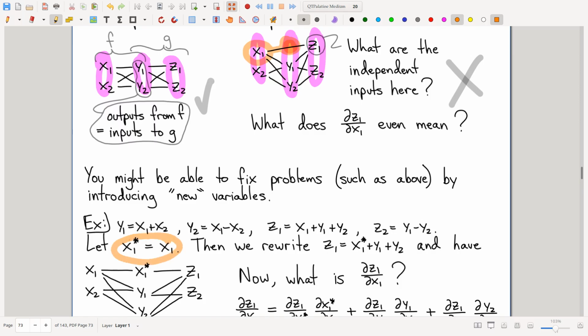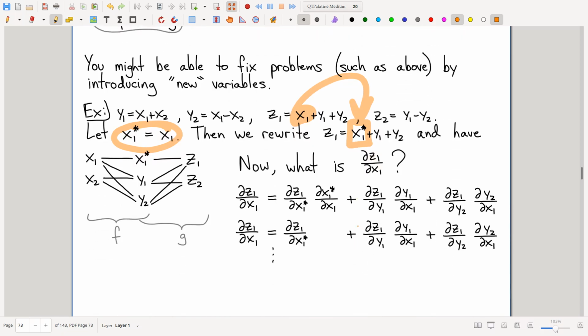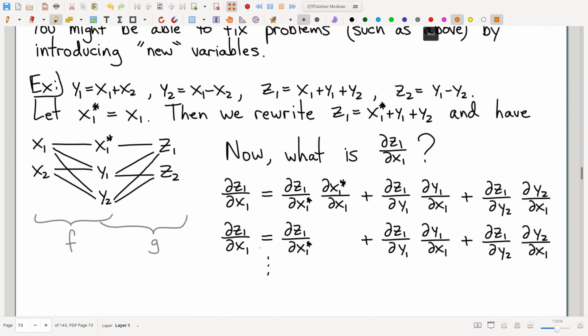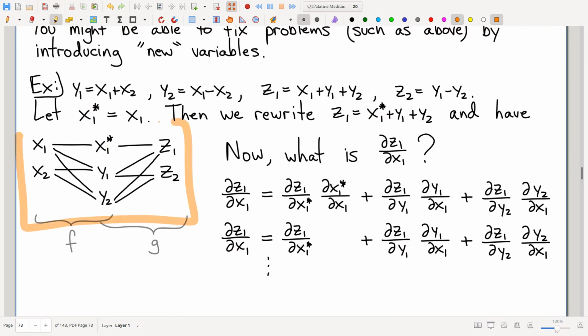Okay, so this new variable I'm going to call x1 star, because it's just a placeholder to play the role of x1 in such a way that I can view this as a composition to avoid all these horrible confusions. And then just rewrite your equation accordingly. And having done so, that highly problematic diagram up there just turns into this, where we totally have a composition.